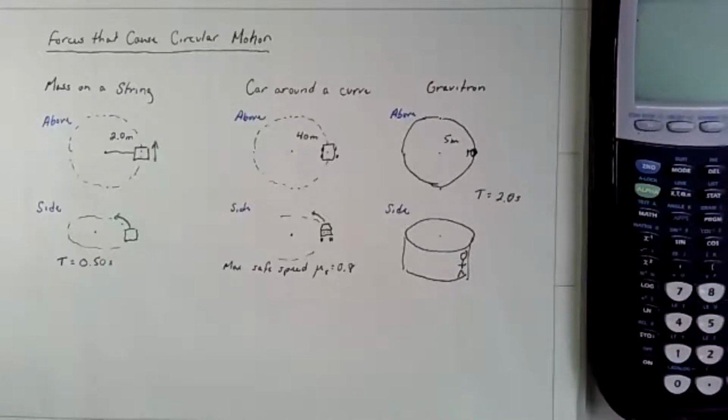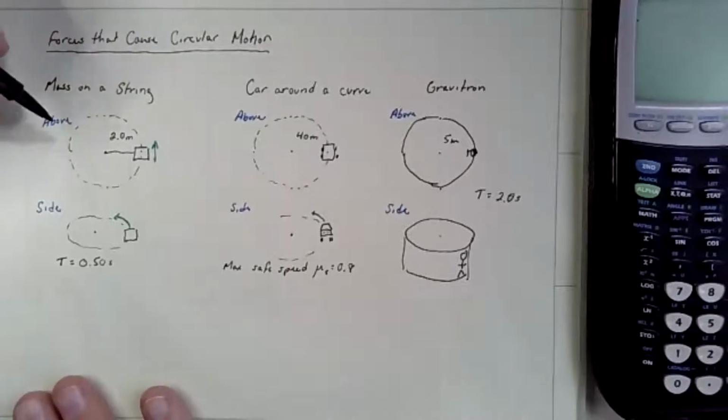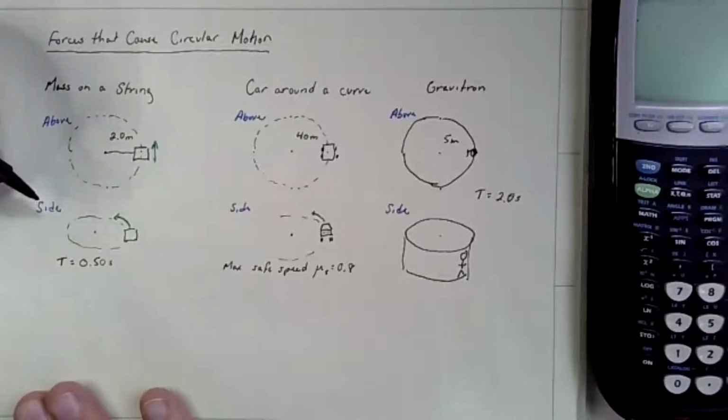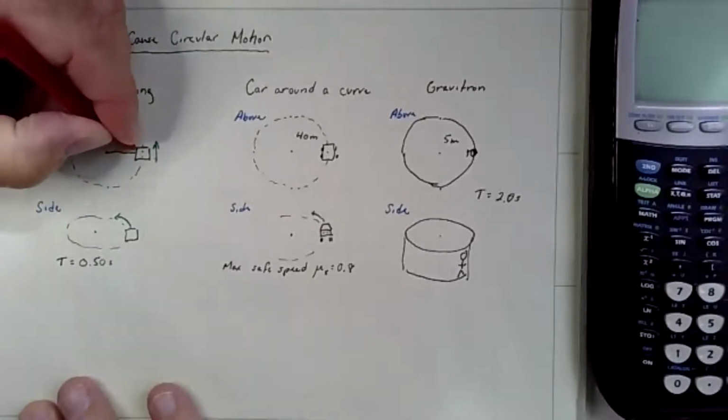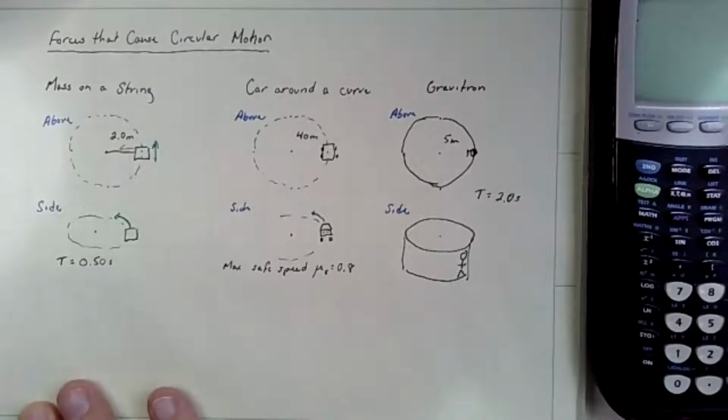In this video, we want to take a look at 3 examples of circular motion and forces that cause them. The easiest one to start with is a mass on a string. So this is a view from above and a view from the side. In this case, the centripetal force has got to be inward.